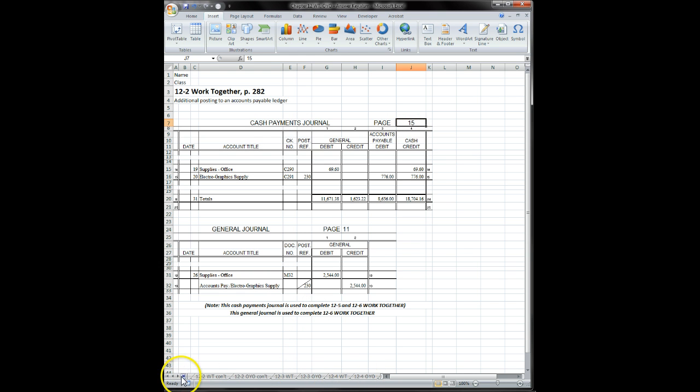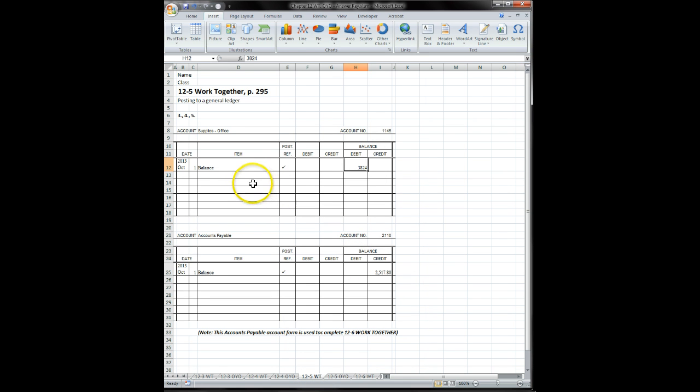So let's go back to the appropriate tab. And of course, you guys can do a split screen, but the screen I'm recording on is too small to do all that, so you wouldn't be able to see very much detail. So the 19th, it was cash payments journal, page 15. It was a debit for $69.60.